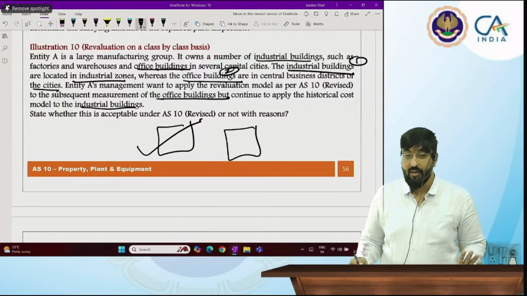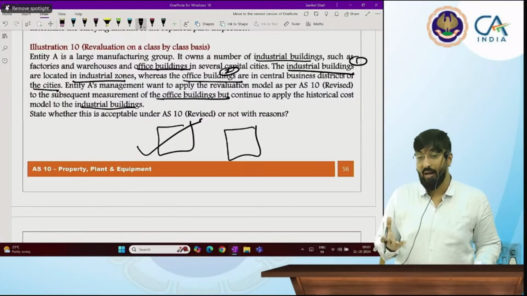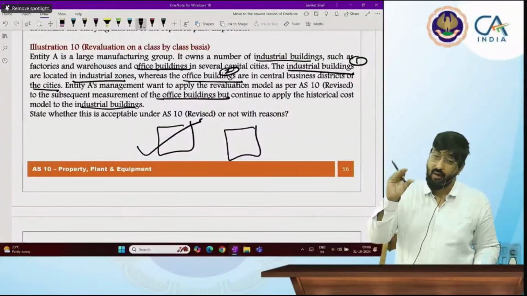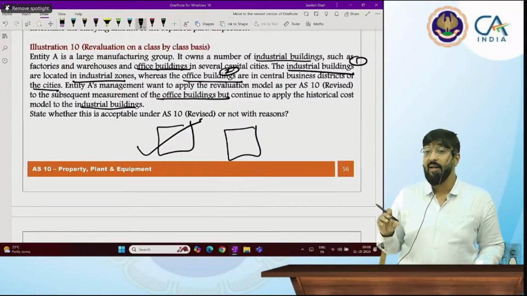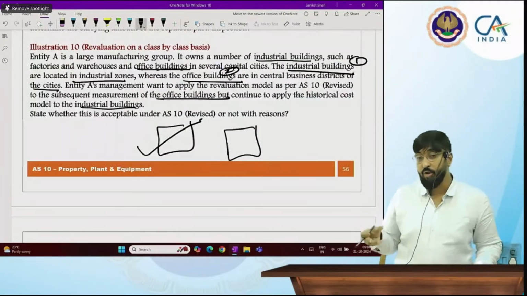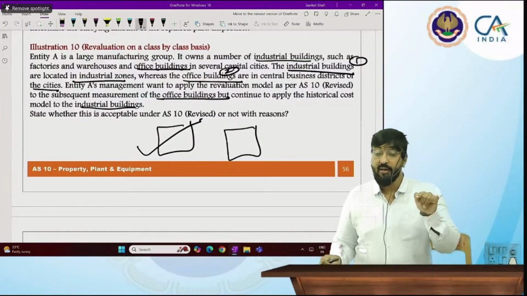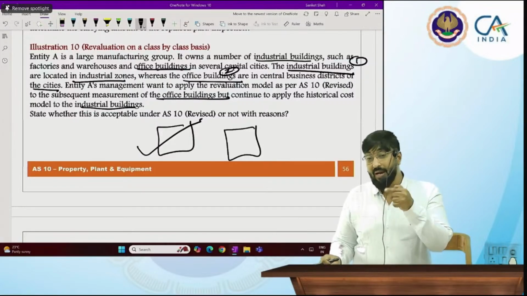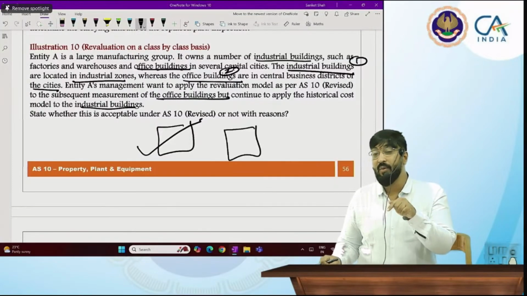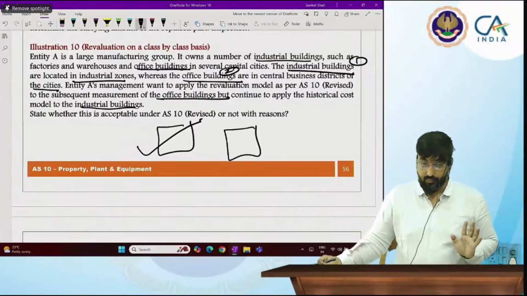Okay, different categories are allowed. One category cost model, one category revaluation model. But under that category, whatever assets you have, if one asset is revalued and another asset is not revalued, it is not allowed. Okay, sir.